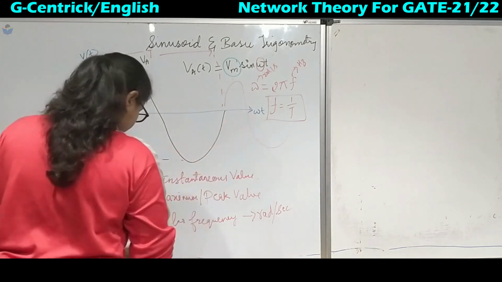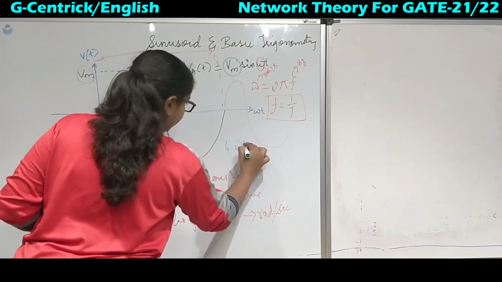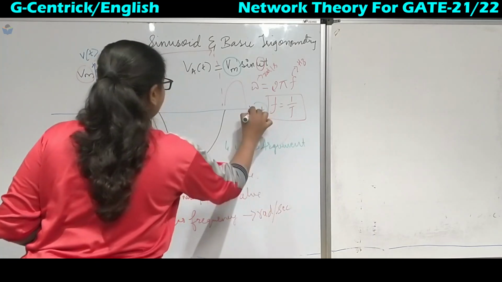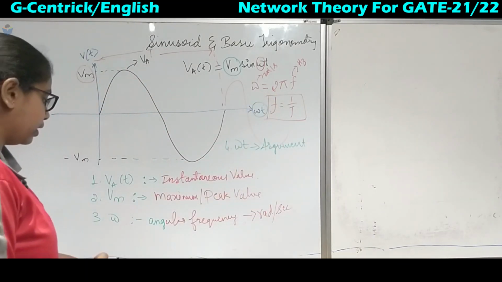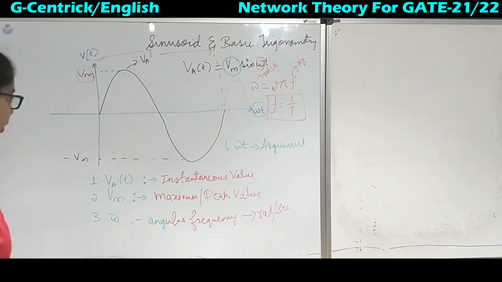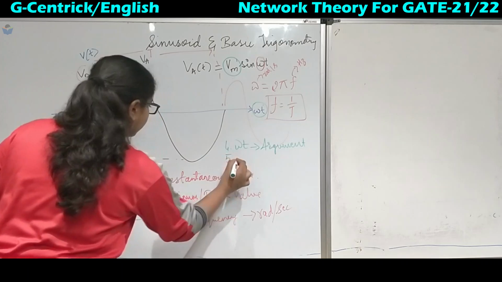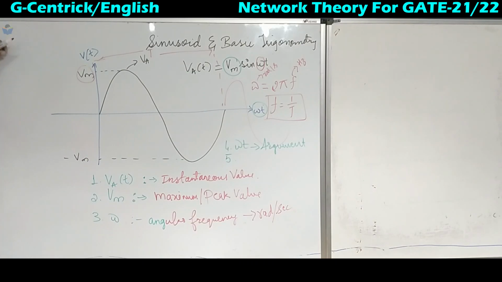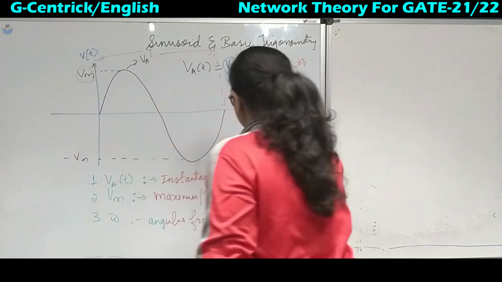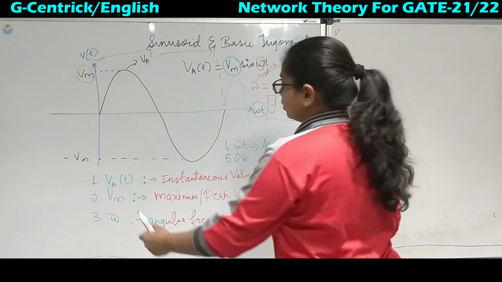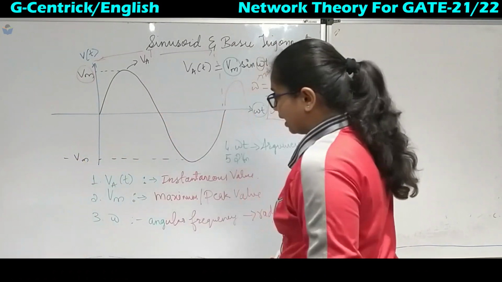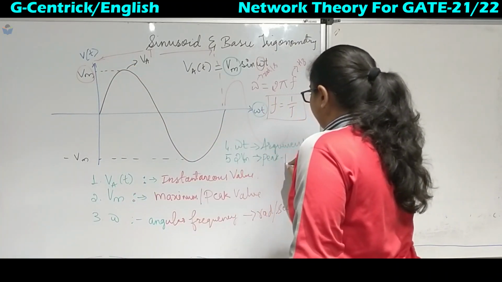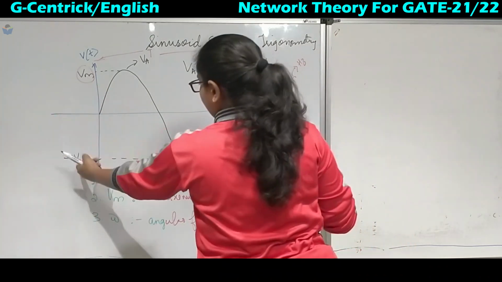The fourth one is omega t, which is called the argument. Now we are left with the fifth one. From plus Vm to minus Vm, we call it the peak to peak value. That will become 2 Vm. We will not consider the negative sign, only the magnitude. So from here to here it is 2 Vm, which is nothing but the peak to peak value. If it was current, then we would take 2 Im.